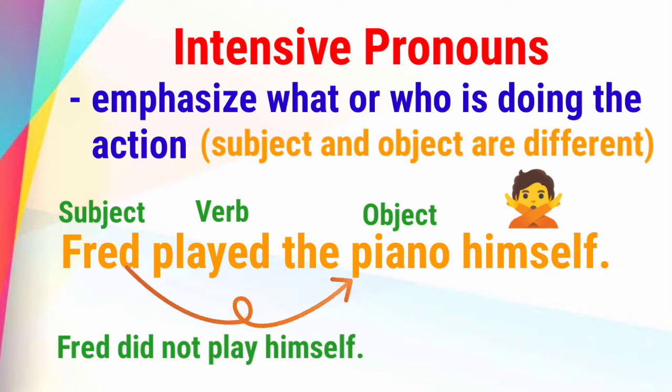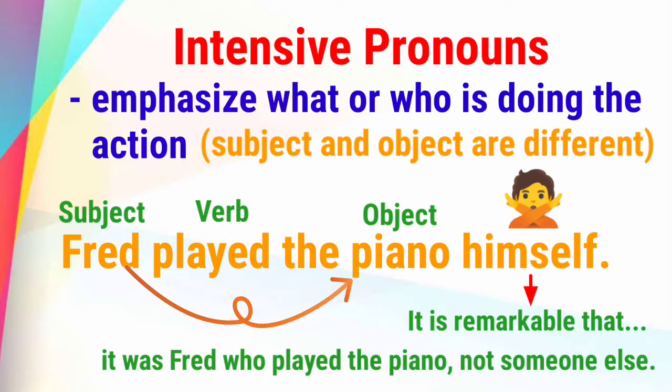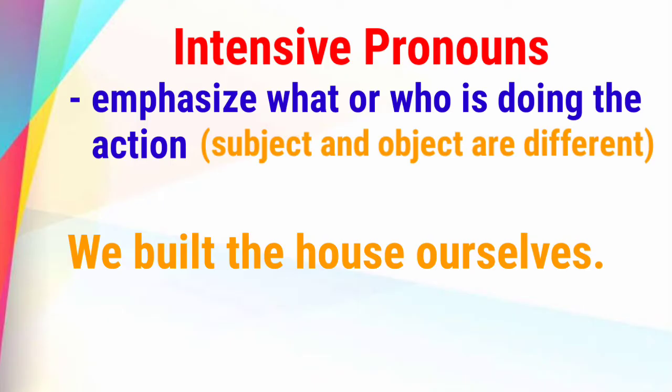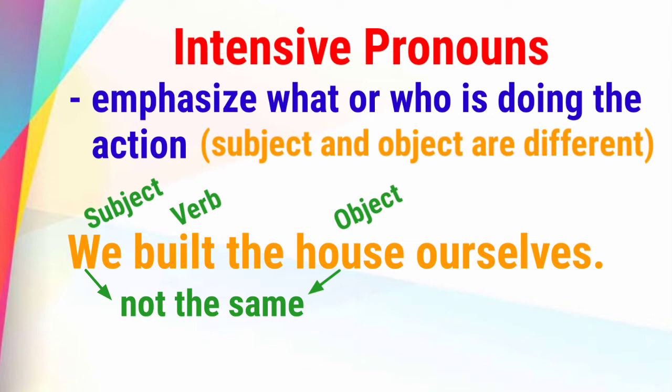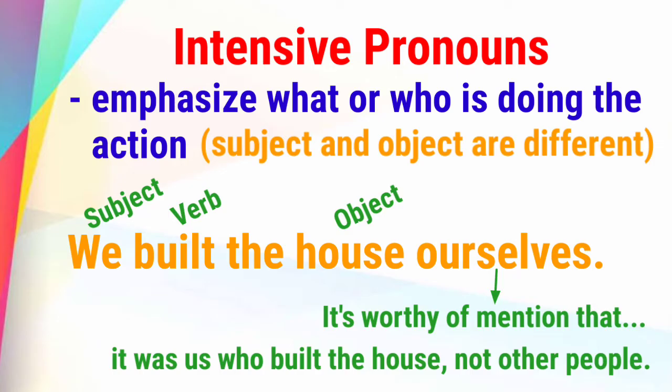It's the piano. The pronoun himself is only used to emphasize that it is a remarkable thing that it was Fred who played the piano and not someone else. Okay? Another example. We built the house ourselves. In the sentence, the subject is we and the object of the verb is house. They're not the same thing, right? Ourselves here is only used to emphasize that it is worthy of mention that it was us who built the house without asking other people's help.